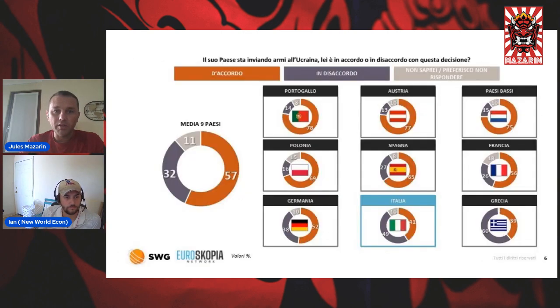In the polls, it's interesting that Italy and Greece are the two countries with more people that disagree with sending weapons to Ukraine. This is interesting because.